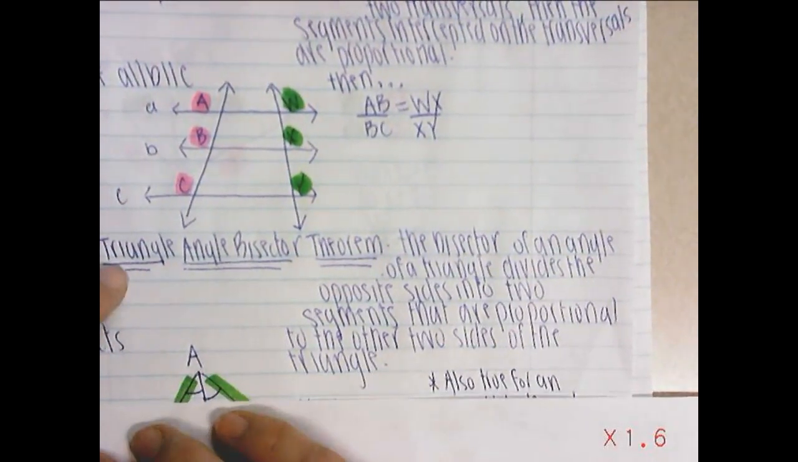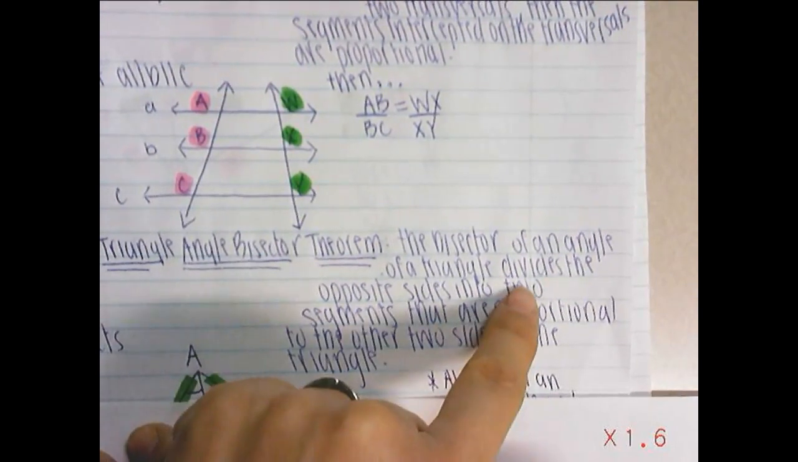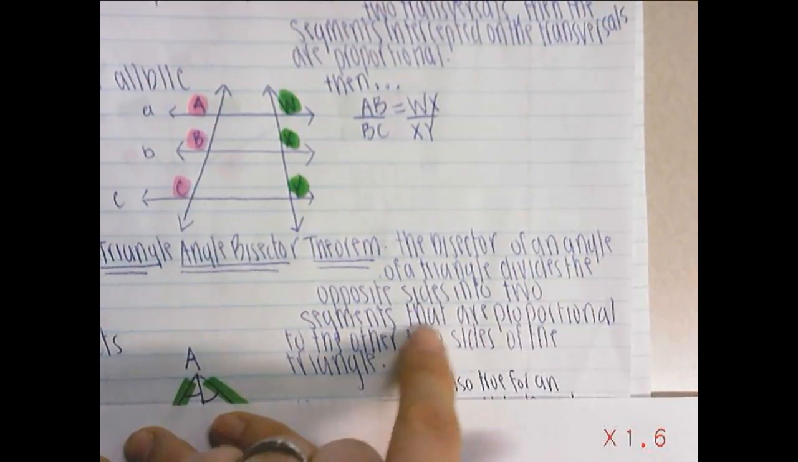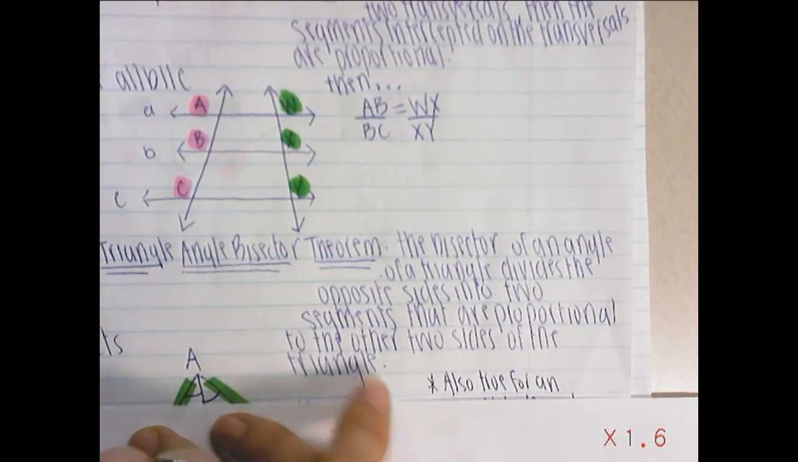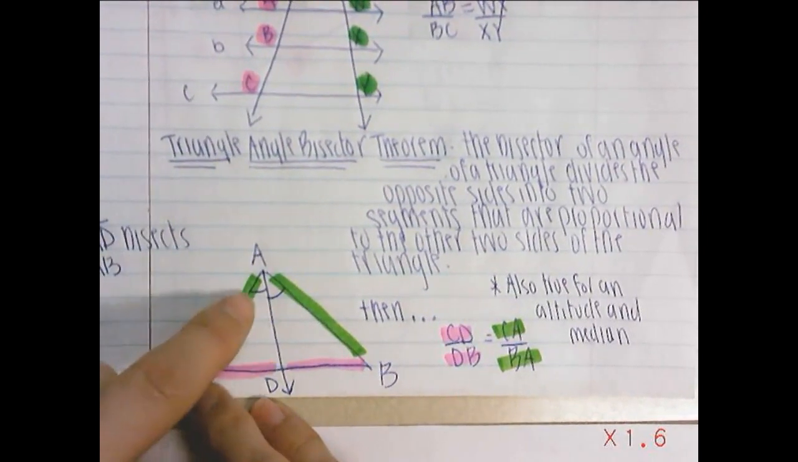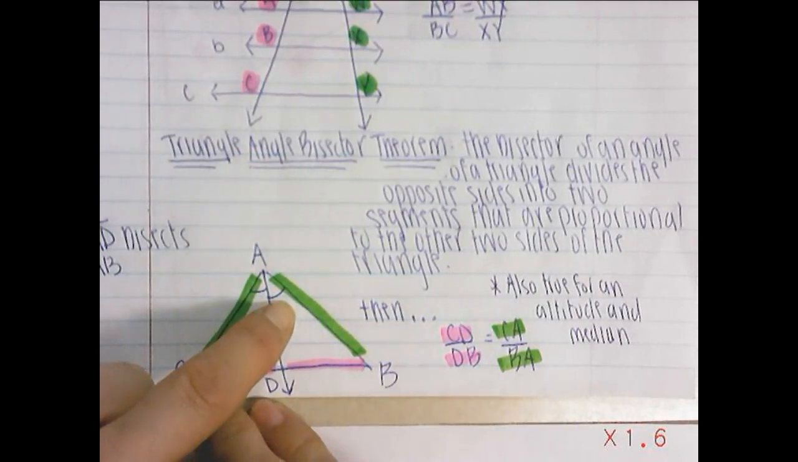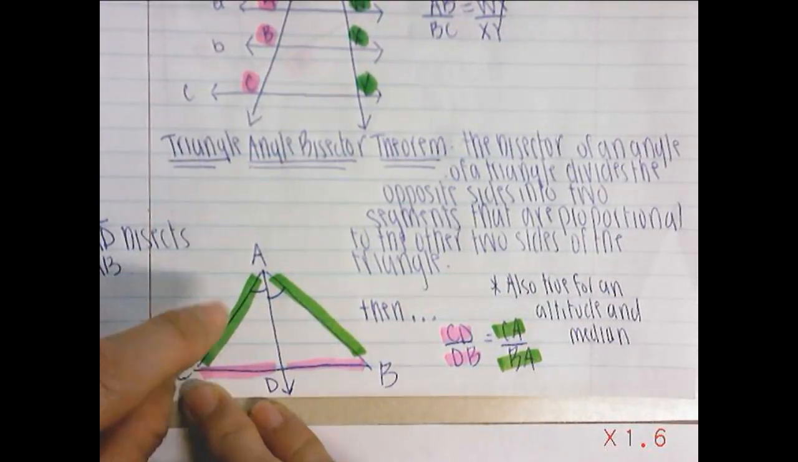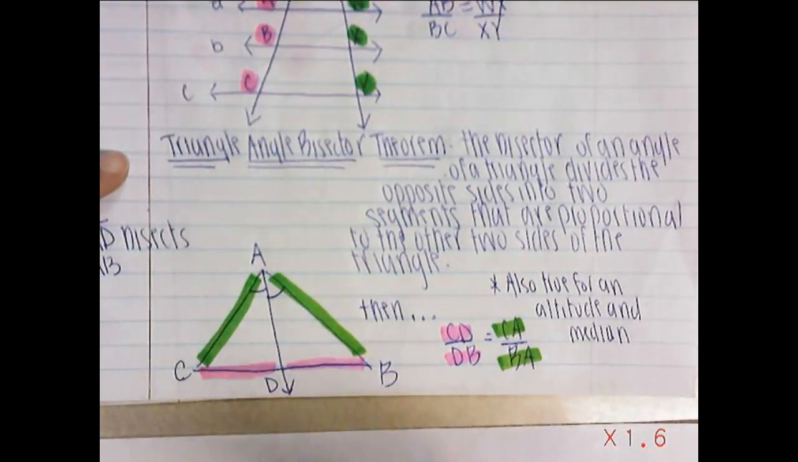Okay, so then we move along to the triangle angle bisector theorem. The bisector of an angle of a triangle divides the sides into two segments that are proportional to the other two sides of the triangle. So here's the angle bisector, right? We see that it's slicing through, and as a result, there's an angle here that's congruent and an angle here that's congruent. Well, not only does it do that, but it also creates some proportions.